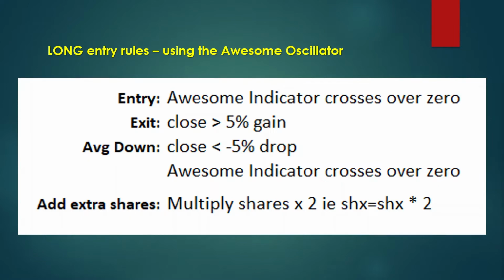The second strategy demonstrates an entry when the Awesome Oscillator crosses over the zero line, exit when the price gains at least 5%, and we average down when the share price drops by at least 5% and the Awesome Oscillator crosses over the zero line again. Note the Awesome Oscillator is standard in most charting software, and I try to use these very basic entry and exit techniques so you don't have to develop or follow any complex strategies.